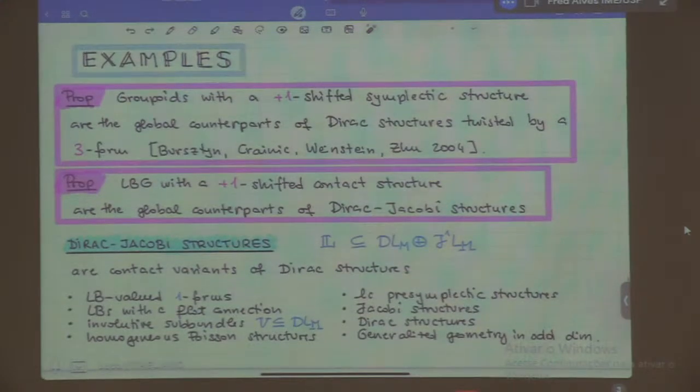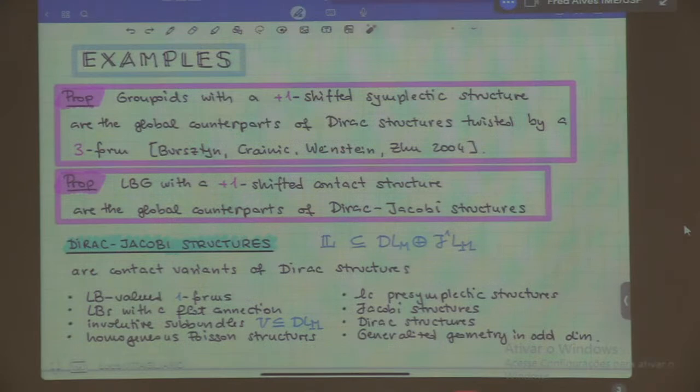For examples, let me briefly discuss the infinitesimal version of the +1 shifted contact structure. With the infinitesimal versions, we can extract some examples. So let me remind you from the third point that +1 shifted symplectic structures are the global counterparts of Dirac structures twisted by closed three-forms.